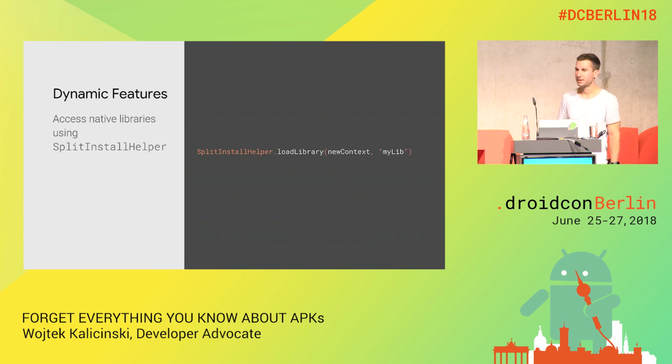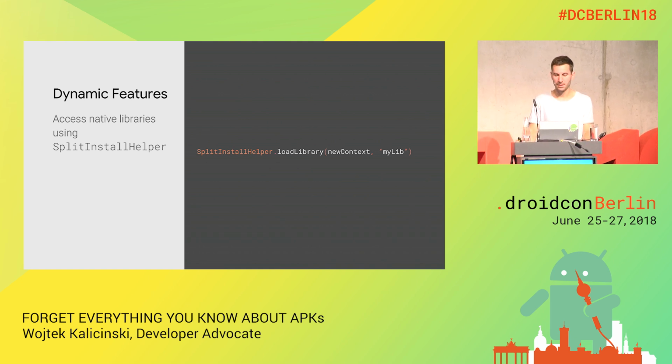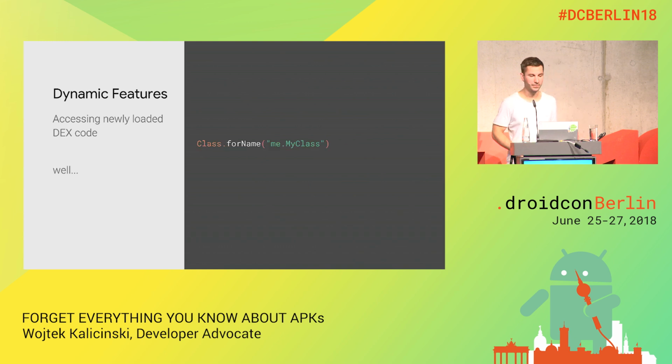Similarly, for accessing any native libraries, so the SO files that have been installed as part of a new split that was installed on demand, you simply have to load the library using SplitInstallHelper.loadLibrary. So previously, you probably had System.loadLibrary. Just replace that with SplitInstallHelper. It will make sure all the paths from the new APKs are involved in this load operation. And then you can simply use it.